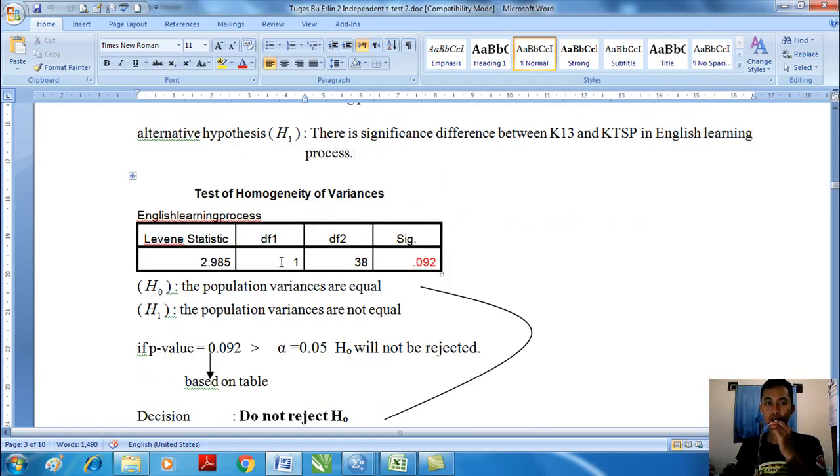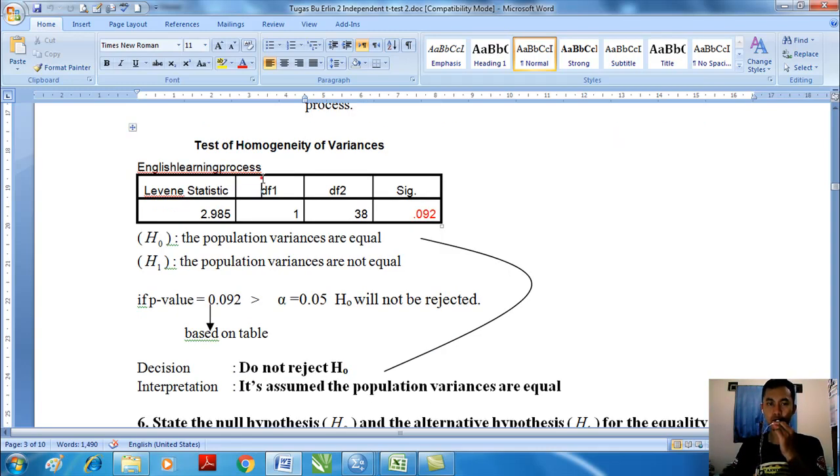That's the homogeneity of variance; we can use Levene's statistic. This is the function to know whether the population variances are the same or not. We can use the Levene's statistic table, or the alternative I have shown you previously. Null hypothesis: the population variances are equal or the same. While the alternative hypothesis: the population variances are not equal.